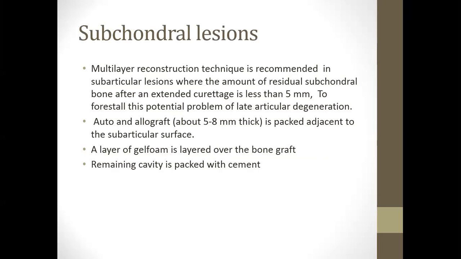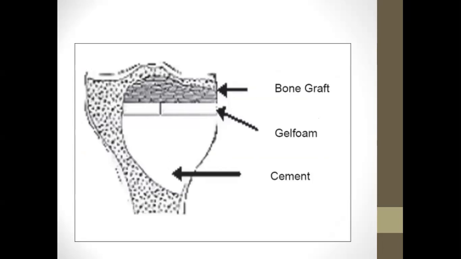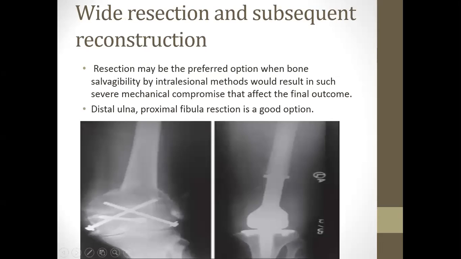About subchondral lesions, this slide can be summarized in this one. If you have an articular surface, it's better not to put your cement up to the subarticular surface. You put your graft in this area, and then put a layer of gel foam, and at last put your bone cement. What about wide resection and subsequent reconstruction?